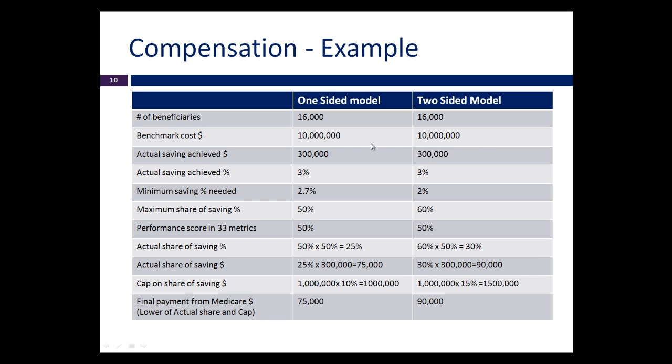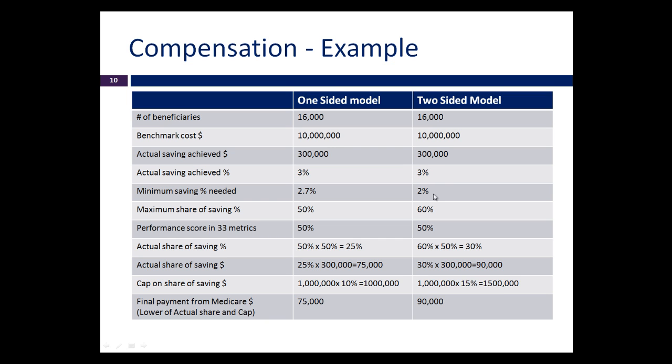Also, the benchmark cost for each of these ACOs is $10 million, also determined at the time that the application was filed. Now let's assume that at the end of the first reporting period, 31st December 2013, it's determined that each of our ACOs has attained a savings of $300,000 each. That translates to 3% of the benchmark. Now the next question is, are these savings adequate to entitle our ACOs to a share in the total savings of $300,000 which they have realized?